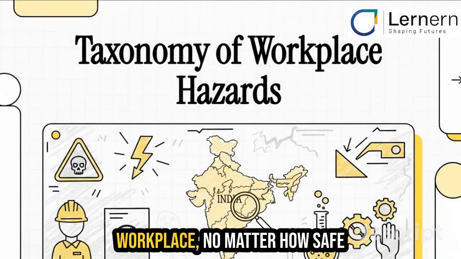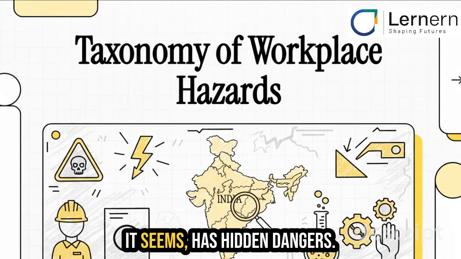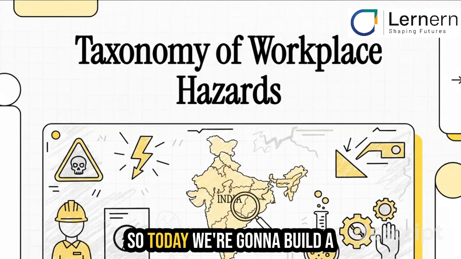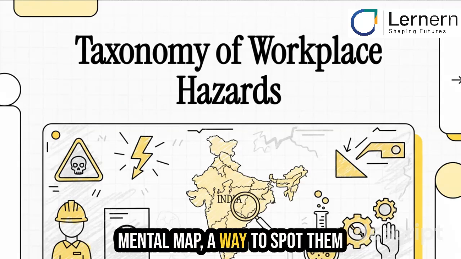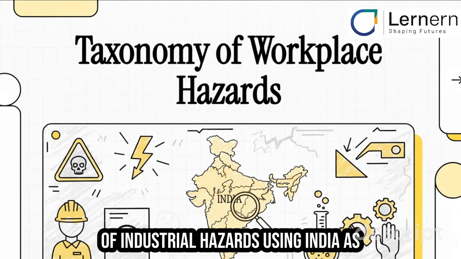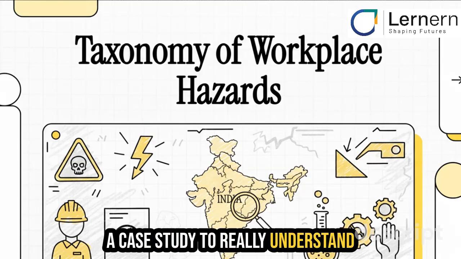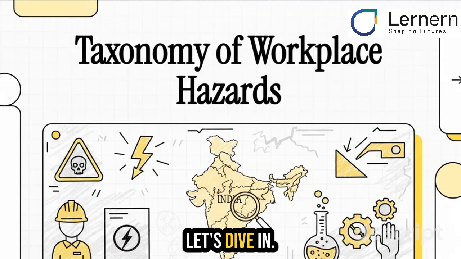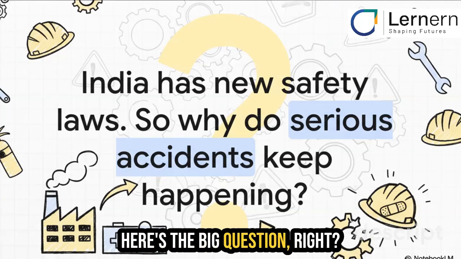You know, every single workplace, no matter how safe it seems, has hidden dangers. So today, we're going to build a mental map, a way to spot them before they cause trouble. We'll break down the 6 official types of industrial hazards, using India as a case study to really understand what's causing harm on the job. Let's dive in.